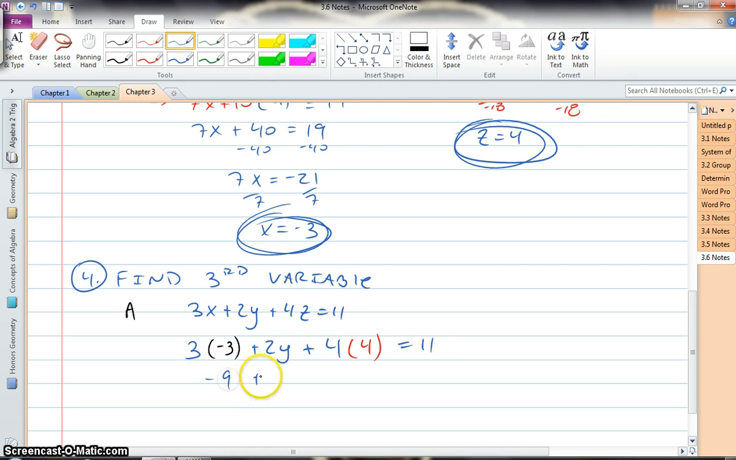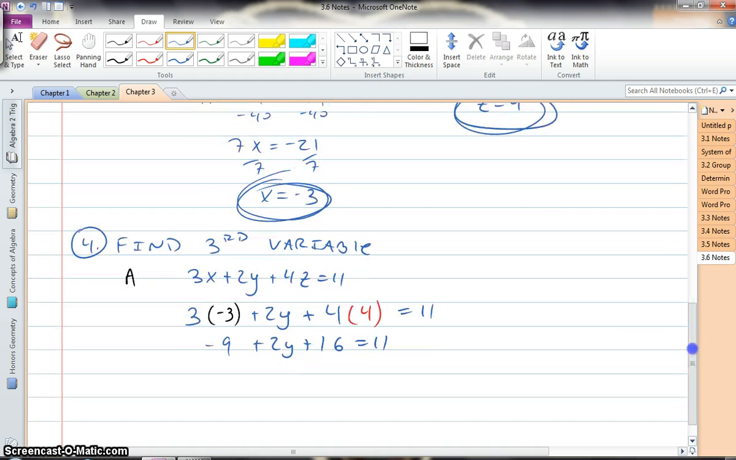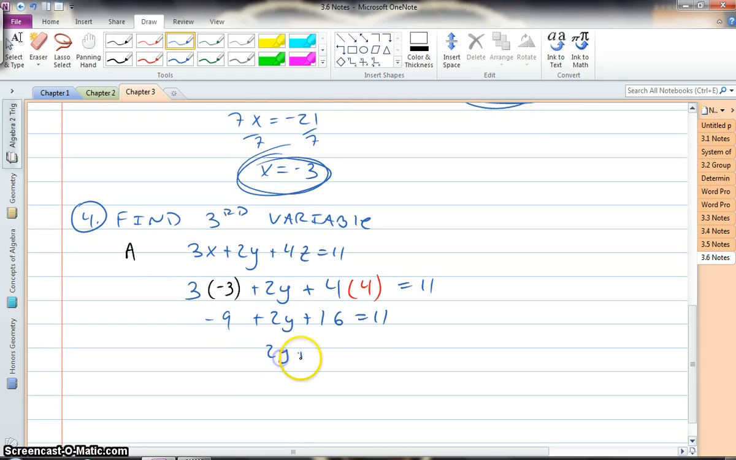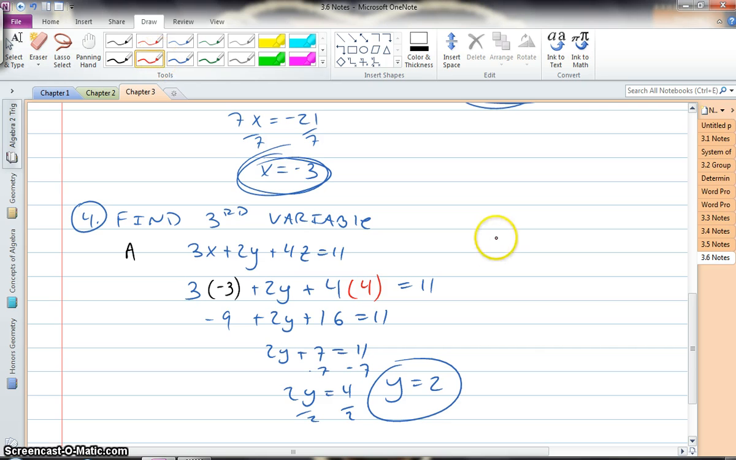So negative 9 plus 2y plus 16 is 11. That gives me 2y plus 7 is 11. 2y equals 4. So y is 2. The solution to my system of 3 variables is x is negative 3, y is 2, and z is 4. And we did all that work to get that answer.